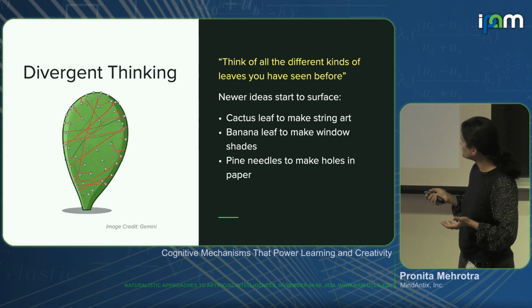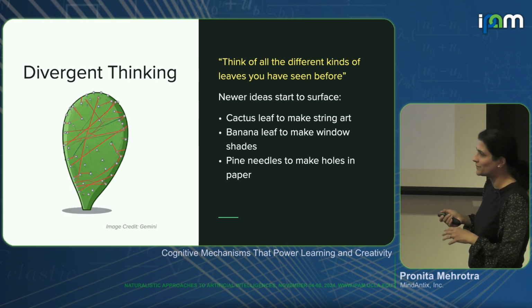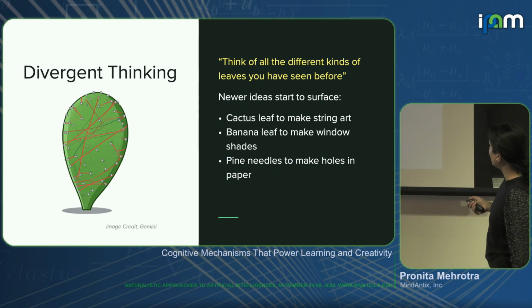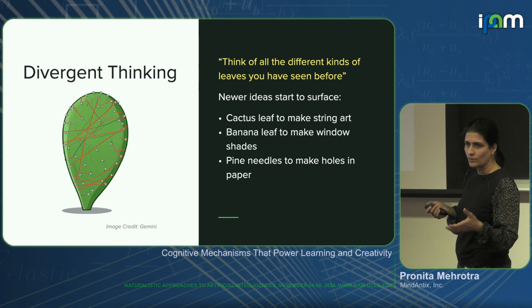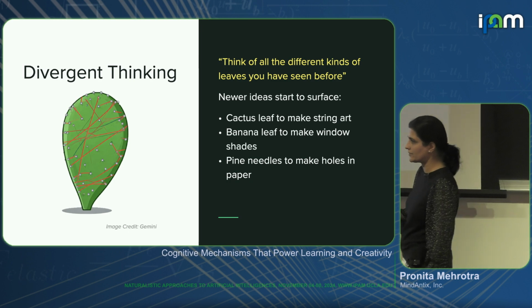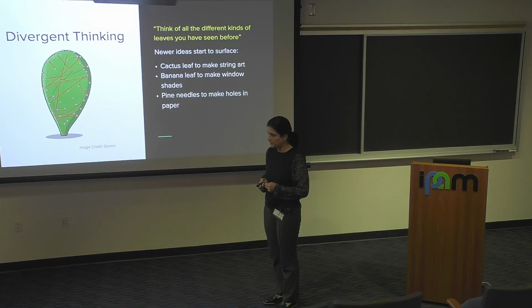So here's one of the ideas that she came up with, like a cactus leaf to make string art. And I couldn't get Gemini to do a better job in this, but you get the picture, right? It's using the string to make some interesting patterns. Banana leaf to make window shades, pine needles to make holes in paper. So you're starting to get a more diverse range of ideas. So these suggestions came from a fourth grader? Yeah. Nice.